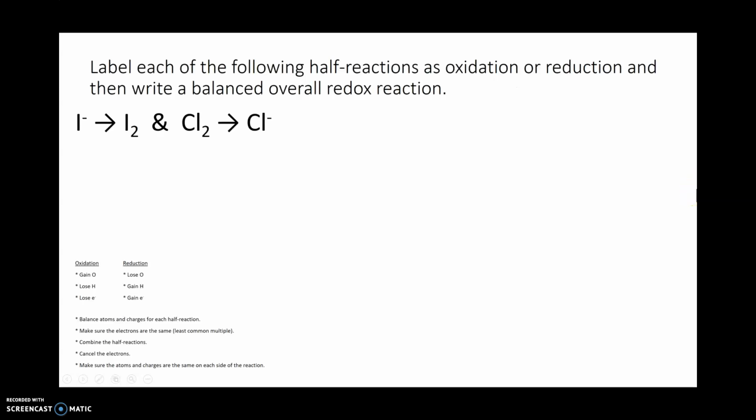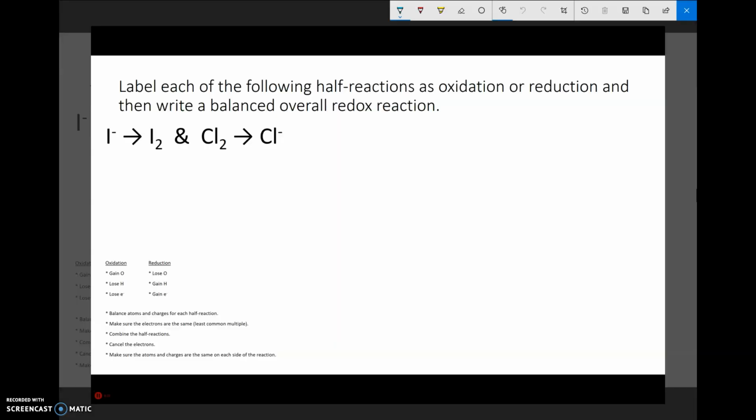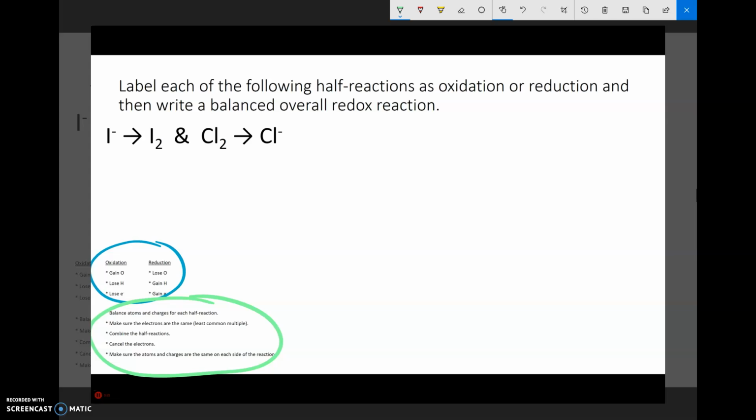what's going on. Okay, so in each of these problems, we're going to label each of the following half reactions as either oxidation or reduction, and then we're going to write an overall balanced redox reaction, and we have down here the little 3 viewpoints for oxidation and reduction, and below that I have put the steps to balance different equations. Okay, let's go ahead and get started. So first of all, let's determine what's oxidized and what's reduced.